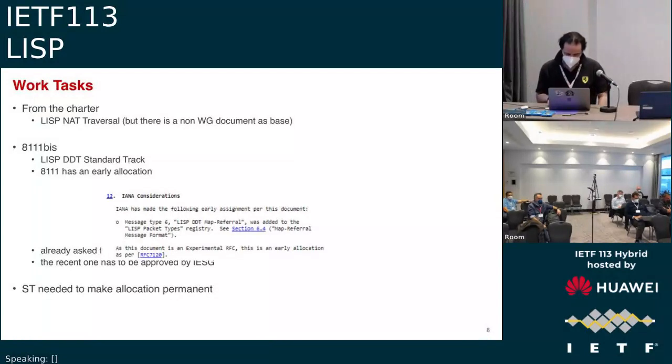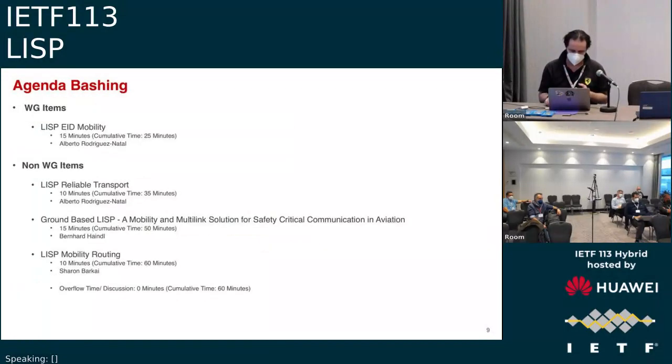So I think these are two main things we should try to accomplish this year: the NAT and DDT bis, let's say. And as for the agenda today, the administrative part is over. We have EID mobility. Alberto will present.